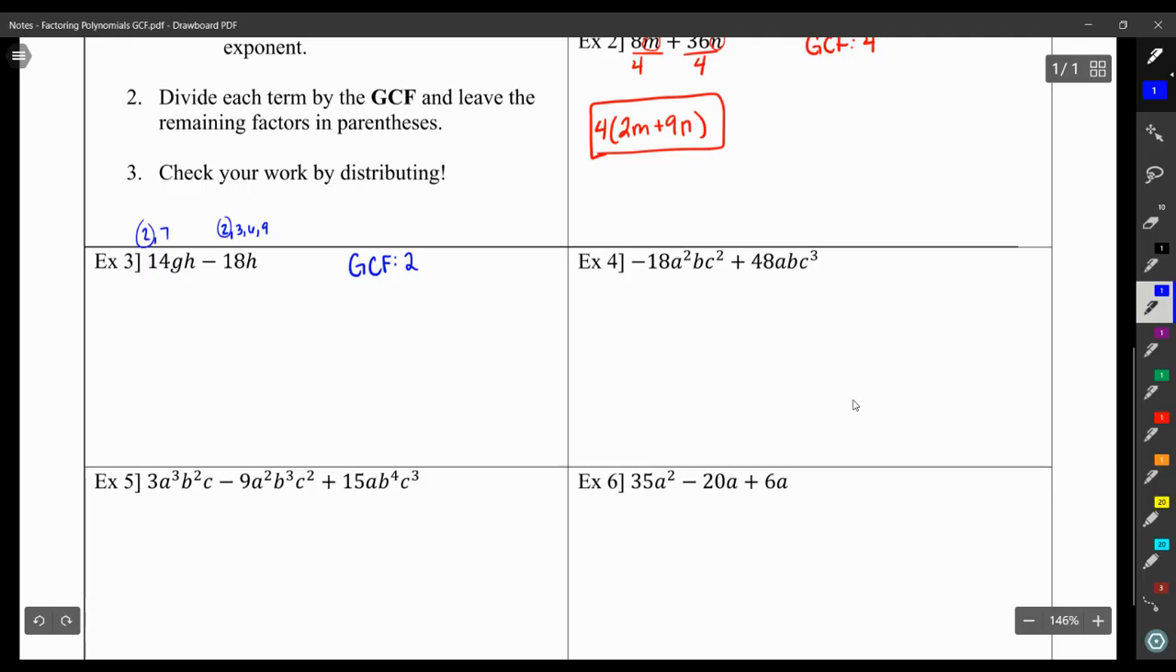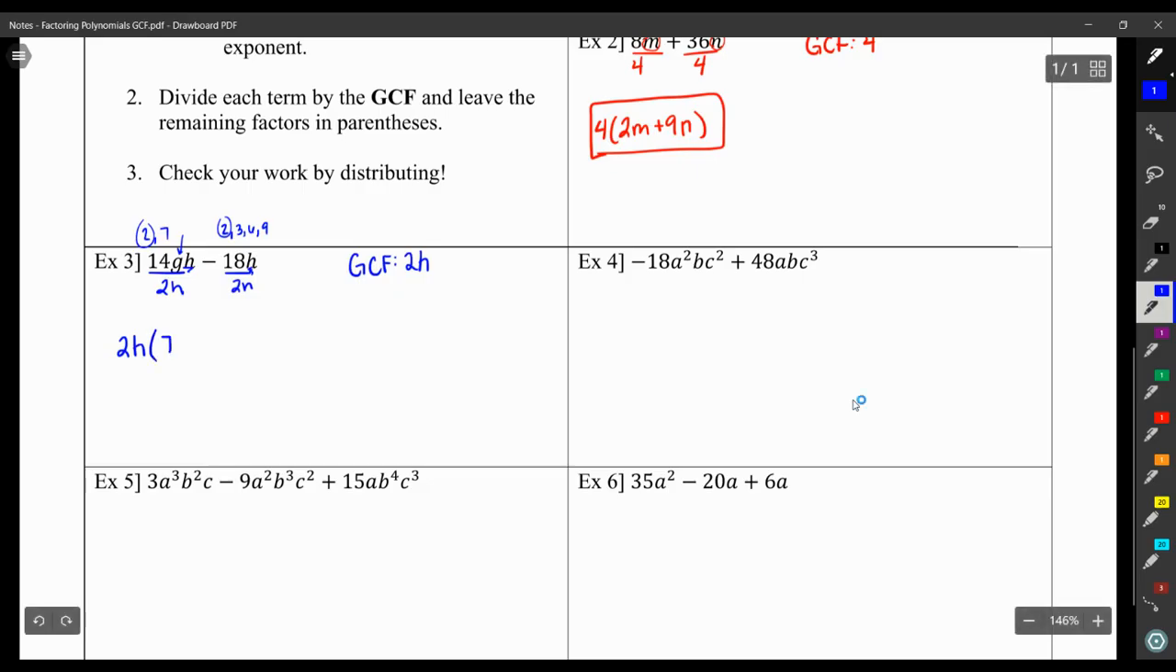Now, I also see that this first term has a g, but there's no g in the second term. But I do see that there's an h in both. So I can actually divide out h as well as a 2. So we're going to divide both terms by 2h. So again, just because it's not a single number, nothing changes. Your GCF comes to the outside of a set of parentheses.